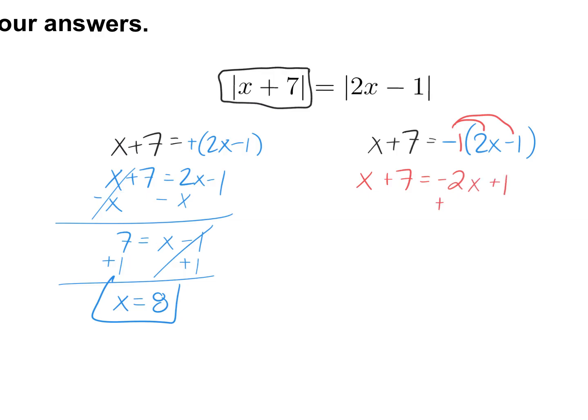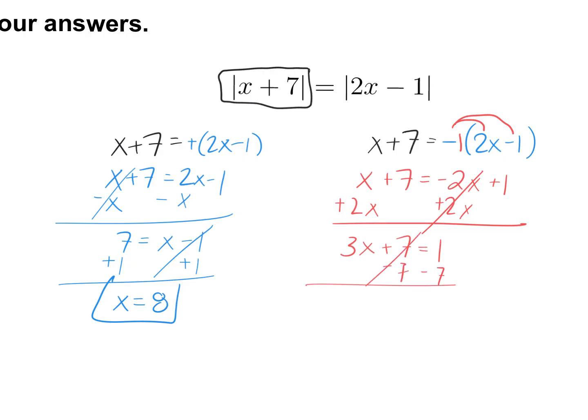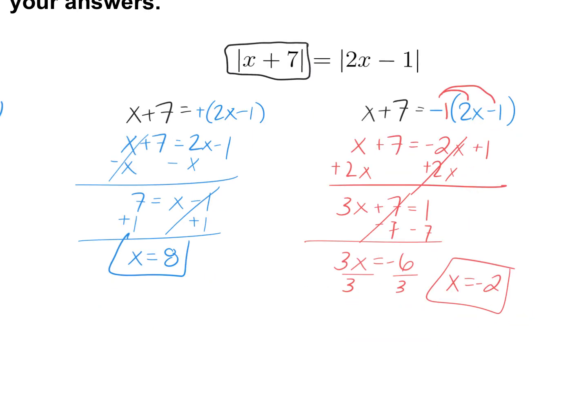So now I'm going to solve. I'm going to add 2x, and I have 3x plus 7 is equal to 1. Subtract my 7 over, and 3x is equal to negative 6. Divide by 3, and then x is equal to negative 2. So I can go in and check that both of these work. So I have the absolute value of 8 plus 7 is equal to the absolute value of 2 times 8 minus 1. So the absolute value of 15 is equal to, that's 16 minus 1, so that is also 15.